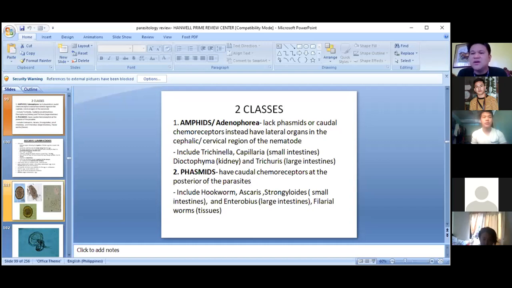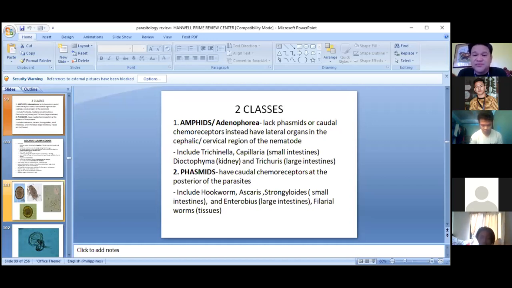But in the absence of the caudal chemoreceptors, they are guided by a cephalic or cervical chemoreceptor, which tells them where they are in the body, and even when they are outside the body. Obviously these cephalic or cervical chemoreceptors are at the anterior portion of the parasite, nearly one quarter from the anterior, and they will be labeled therefore as aphasmids, Aphasmidea, or Adenophorea.